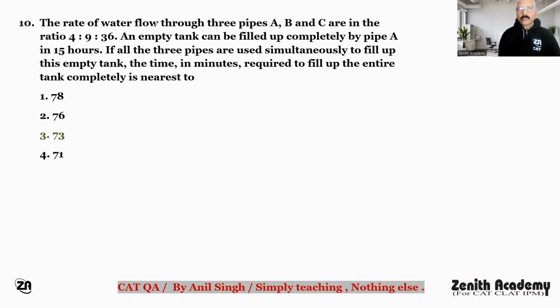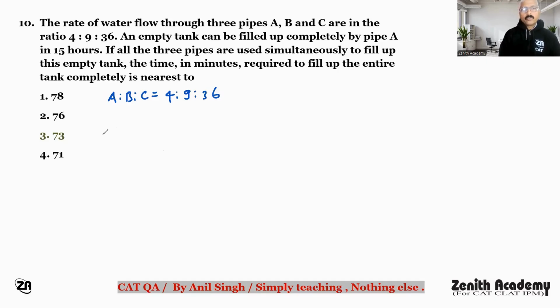Next question. The rate of water flow through three pipes A, B, and C are in the ratio 4 is to 9 is to 36. An empty tank can be filled up completely by pipe A in 15 hours. If all three pipes are used simultaneously to fill up this empty tank, the time in minutes required to fill up the entire tank completely is nearest to. Okay. So here, the rate of water flow through three pipes A, B, C, the ratio is given 4 is to 9 is to 36.